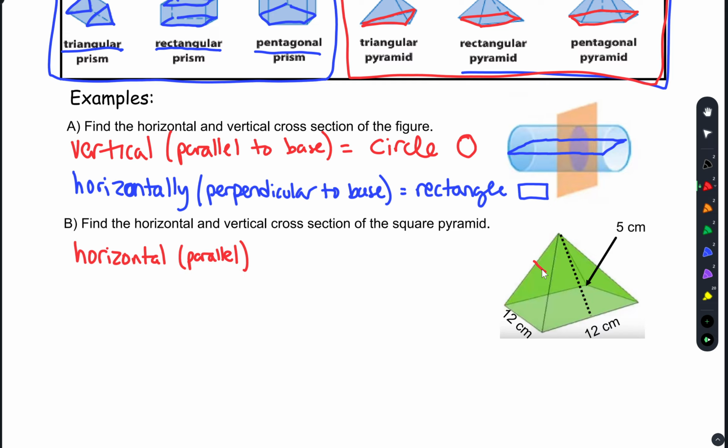Because if I cut this horizontally, we have to imagine I'm cutting the top off of this pyramid. If I think about cutting the top off, what shape am I going to see when I open that up? That would be a square.